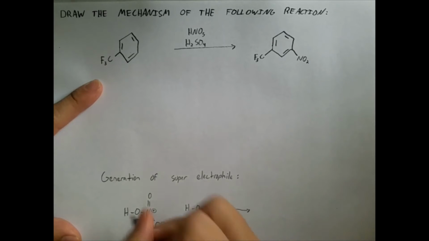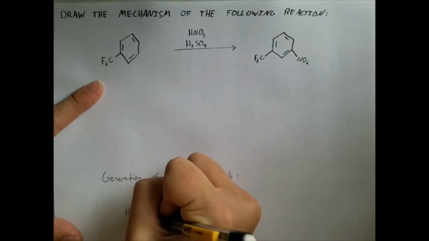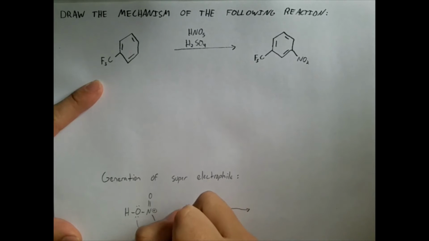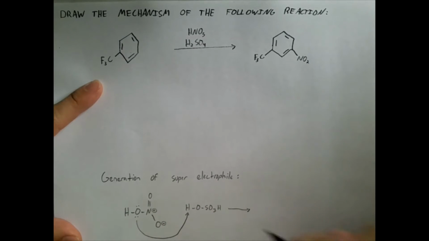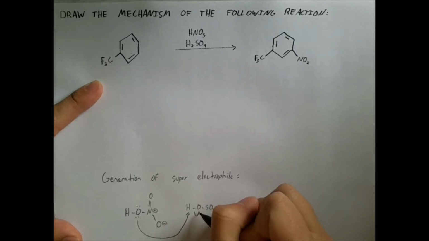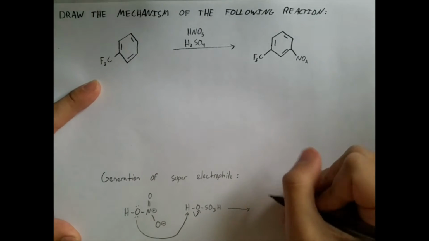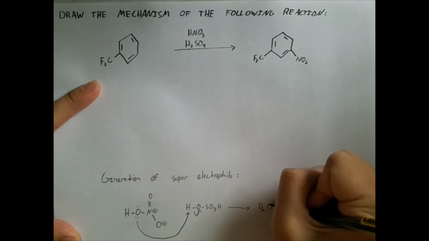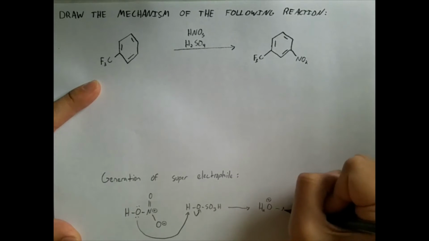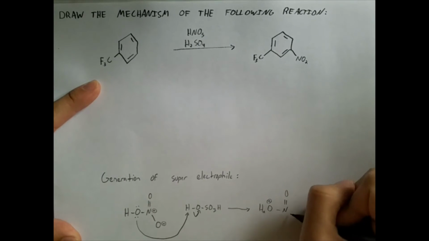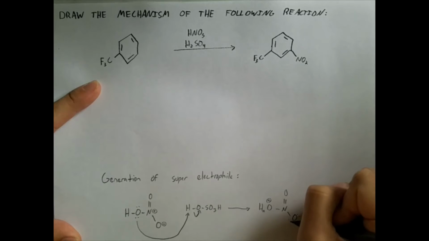And to do this, what we're going to do is we're going to take the lone pair from this oxygen and we're going to go over to our sulfuric acid catalyst and we're going to take one of the hydrogens away. And what this does is allows us to make a better leaving group, such as water, and we're going to knock it off.